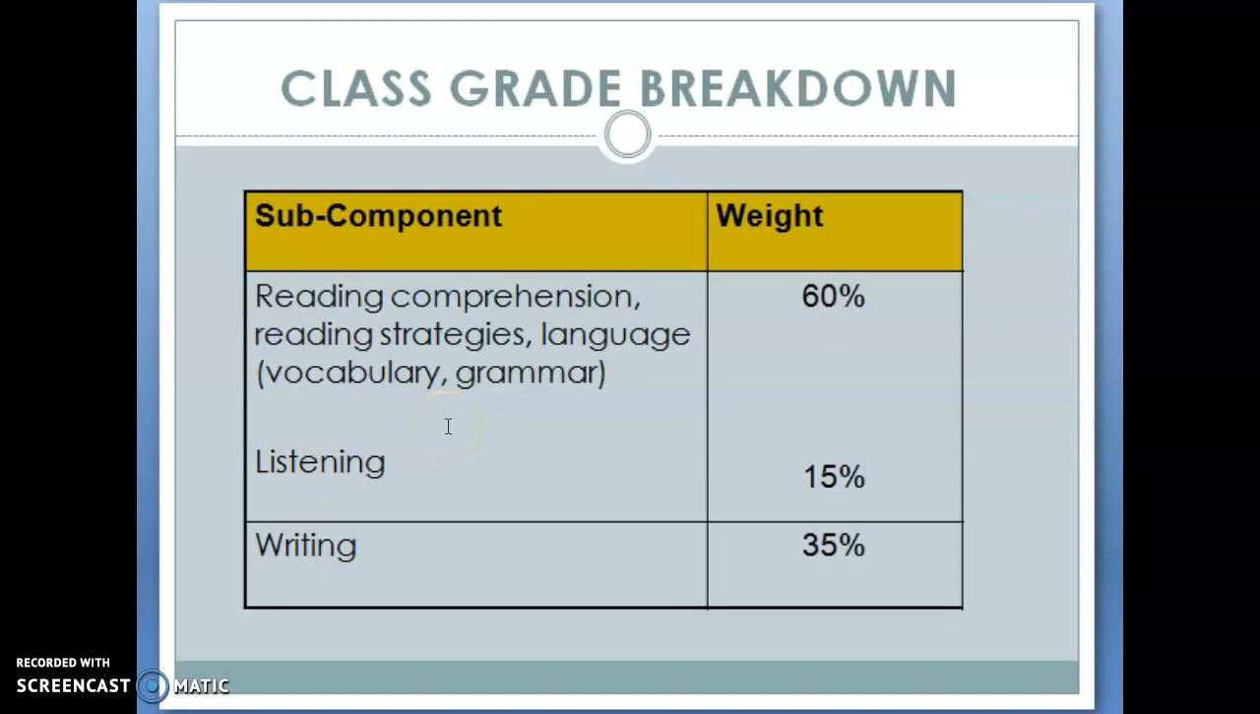How do we break down the class grade? Your subcomponents of the class grade are reading comprehension, reading strategies, language, which includes vocabulary and grammar. That's worth 60% of the class grade. Your listening tasks are worth 15%, and the writing tasks are worth 35%.